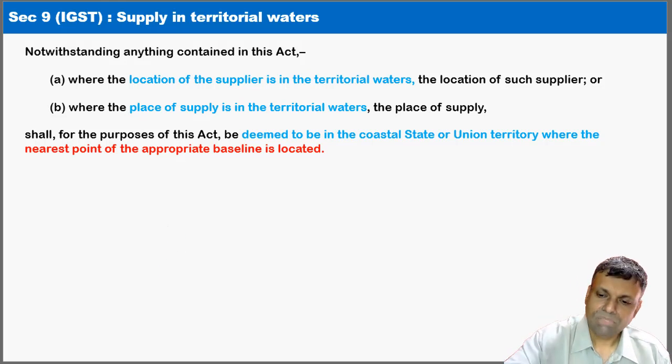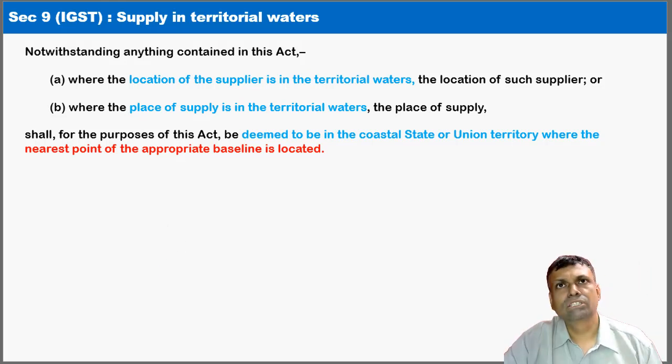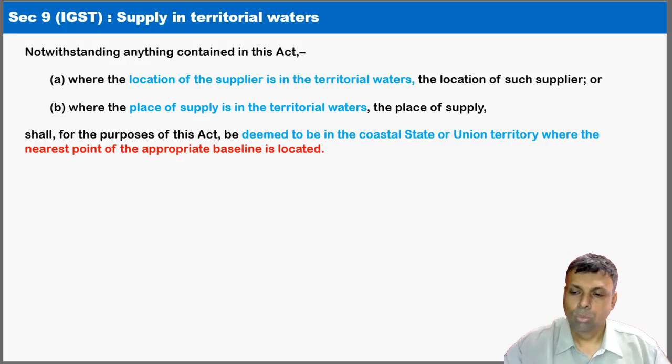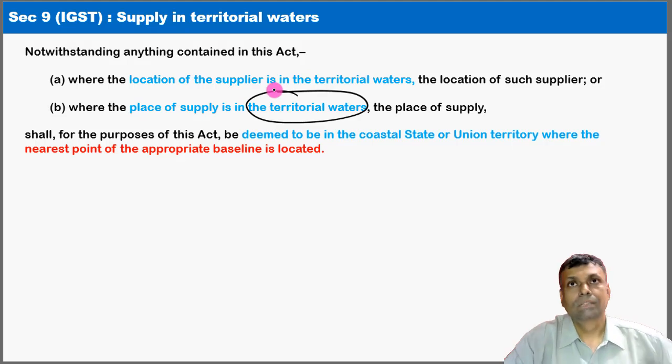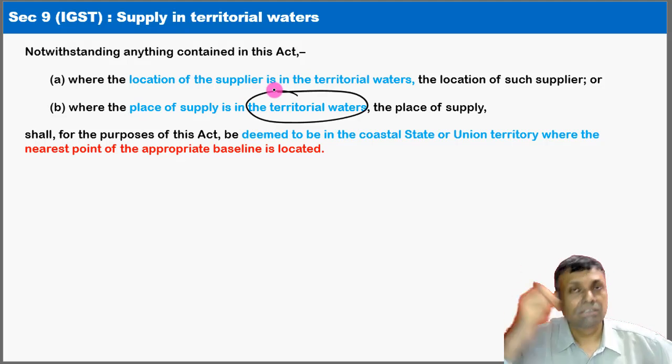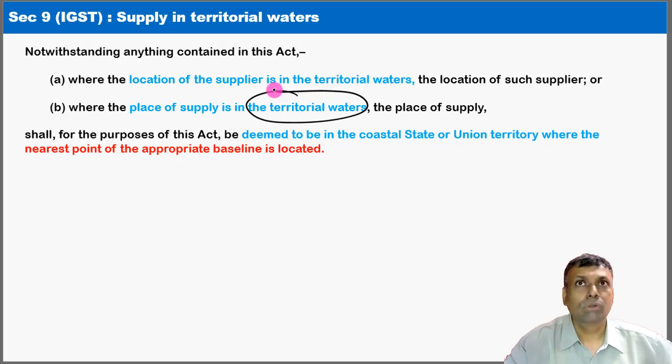Now, section 9. This particular section 9 is one extra clarification where there is any supply which is made in the territorial waters. For example, if certain services are provided in the water, or inside the water, and you want to classify them, the question is: what is the state of supply? This is what we want to know, because GST is more based on the consumption story.